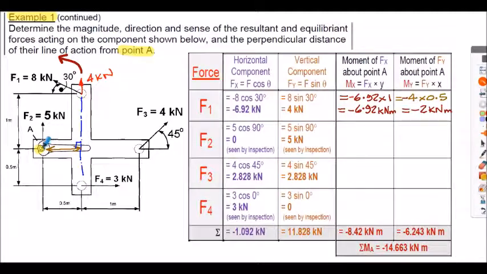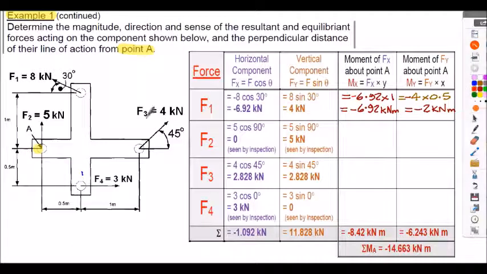Here is the spanner added as the perpendicular distance to the line of action of the 4 kilonewton force. So applying our 4 kilonewton force here and pushing on the spanner, we can clearly see it rotates in an anti-clockwise direction about the nut here, which is point A.